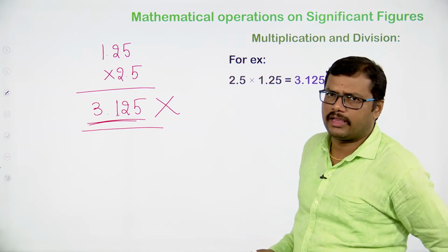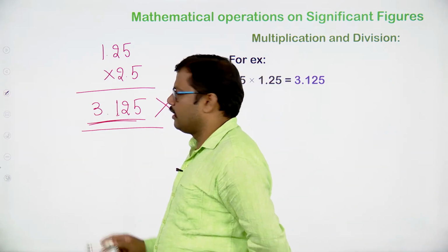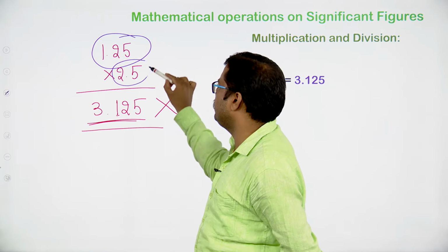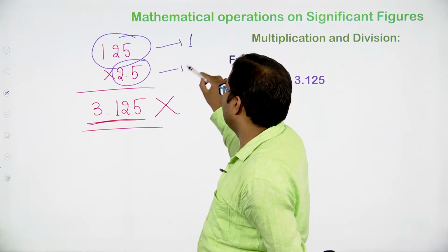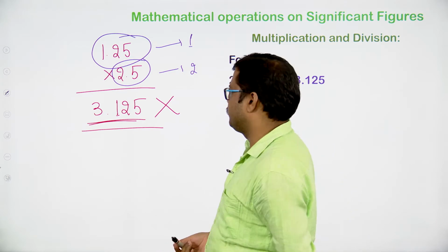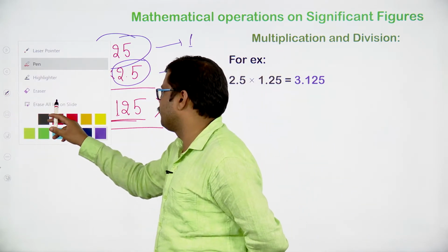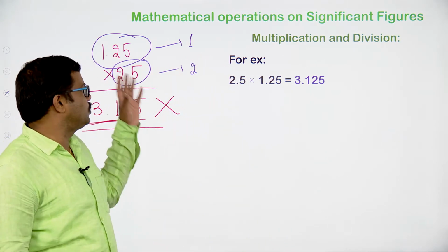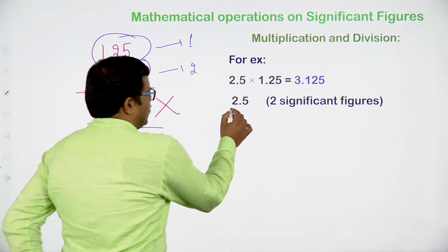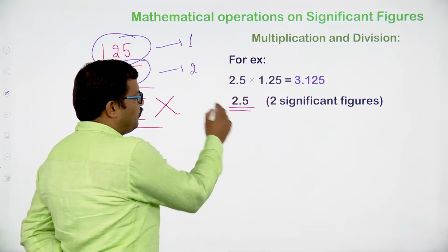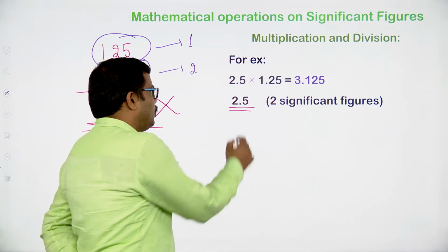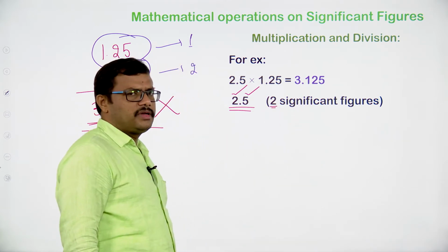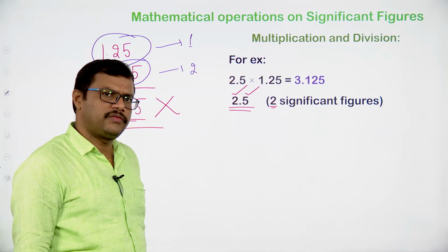What are the numbers that we have taken for the multiplication process? One is 1.25, the other is 2.5. Look at the two numbers and the number of significant figures present in them. The first number is 2.5. How many significant figures are present? 2 is a significant figure, 5 is also a significant figure. So it has two significant figures.